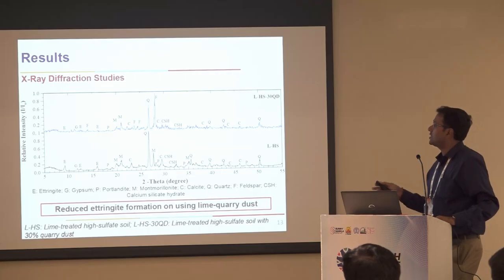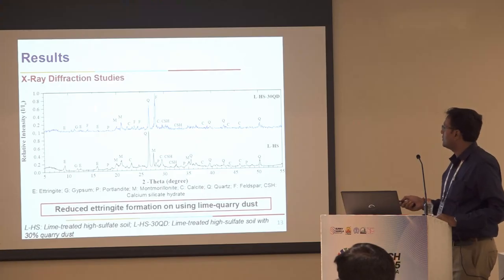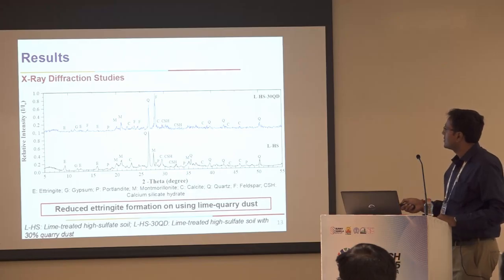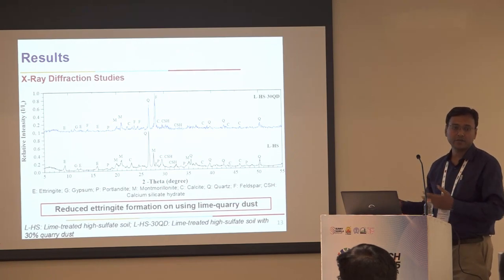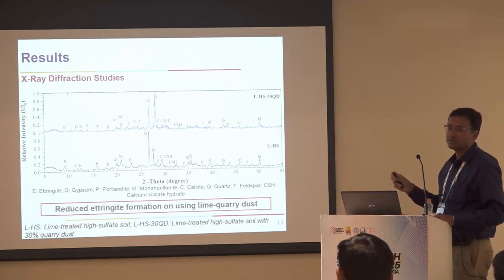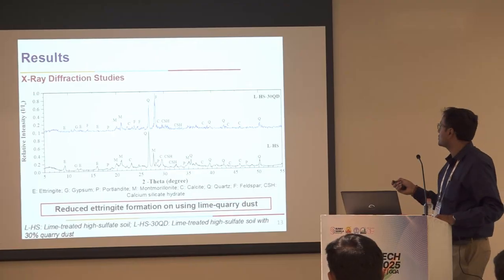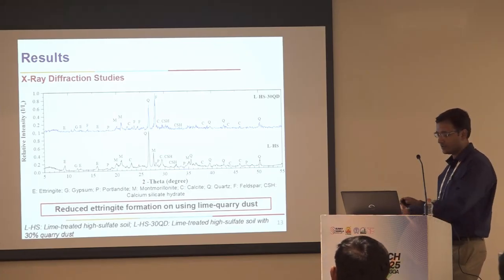Next, we tried to figure out the underlying reason behind the observed behavior. Here the X-ray diffraction results are shown. This one is for the lime-treated high sulfate soil, and this one is with quarry fines. In the lime-treated high sulfate soil, you will see the ettringite peaks are visible, and it's because of these ettringite crystals that you see the significant damage shown in the earlier slides. Whereas for the one having quarry dust, the ettringite peak is either gone or the intensity is significantly low. So this basically shows that quarry dust, which is a waste product, has the potential to suppress ettringite formation, at least partially for sure.